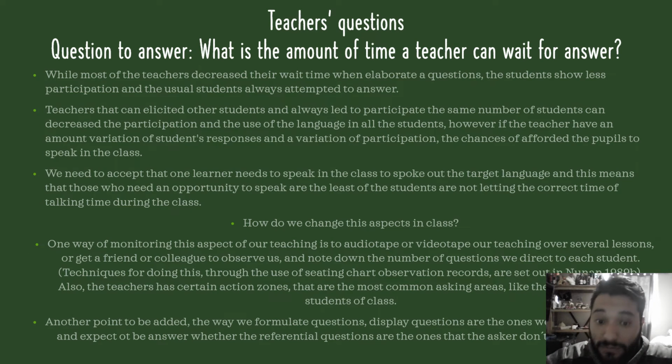Another point we need to add that is very important is the questions that we formulate. Okay, we can make a very good question, but a question needs to have an answer. Okay, you don't need to have a referential question. A referential question is a question that you don't know the answer to. So always have clear questions that the students can answer. If you have referential questions, don't expect any of your students to answer you.